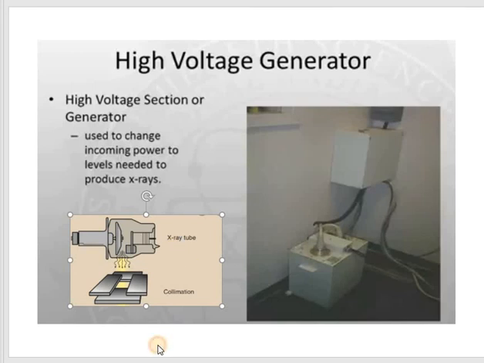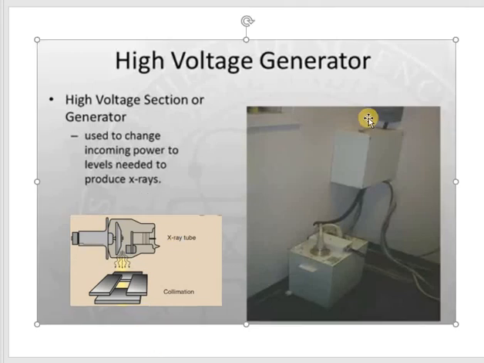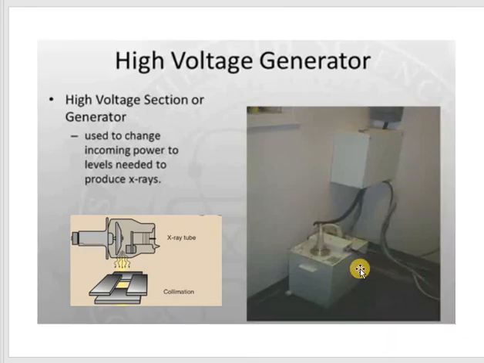So in general, I just want to end this lecture by showing you what a generator looks like, and everything is normally encapsulated in a box. So this is what the high voltage generator looks like. It can be behind a wall in a specific room, with all the wire supplies and everything. So that's what it looks like.